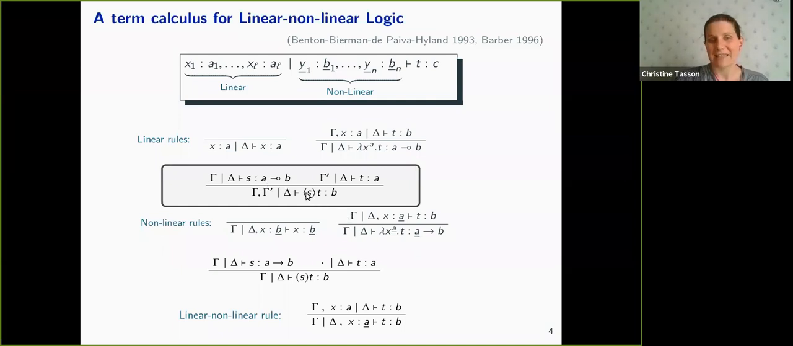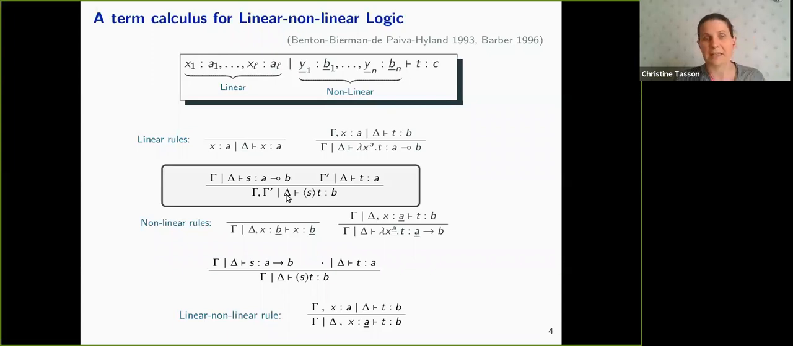So when I apply S linearly to T, the interesting thing is on the context. Here I have two linear contexts, gamma and gamma prime. And when I apply, I just concatenate them. That means that I have no sharing between the variables in gamma or in gamma prime. For the nonlinear context, I will contract the variables.